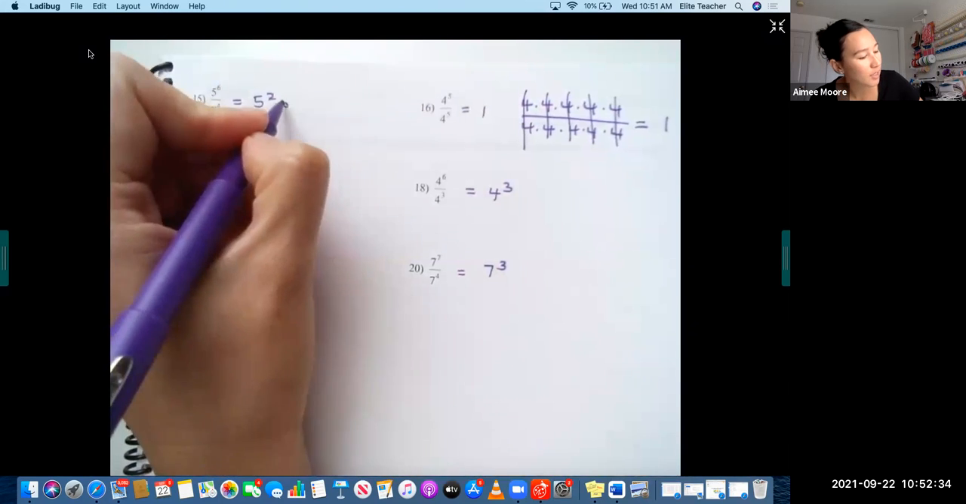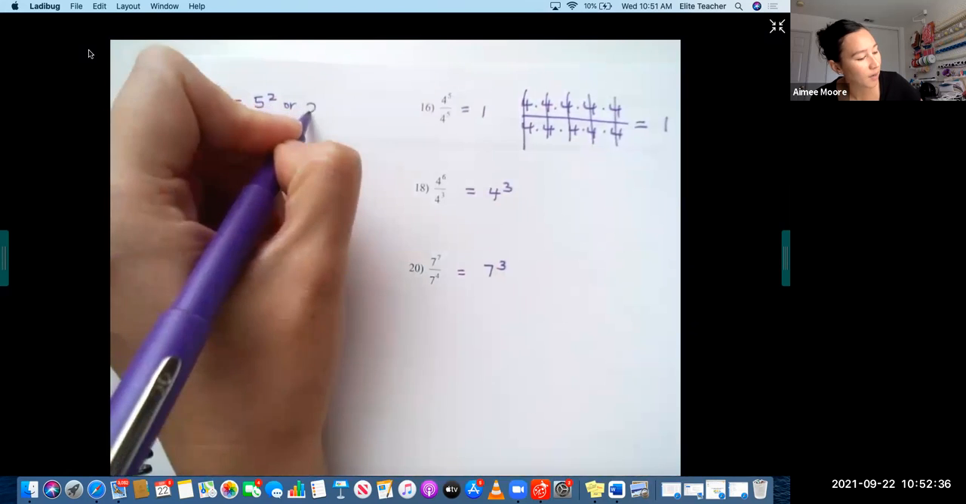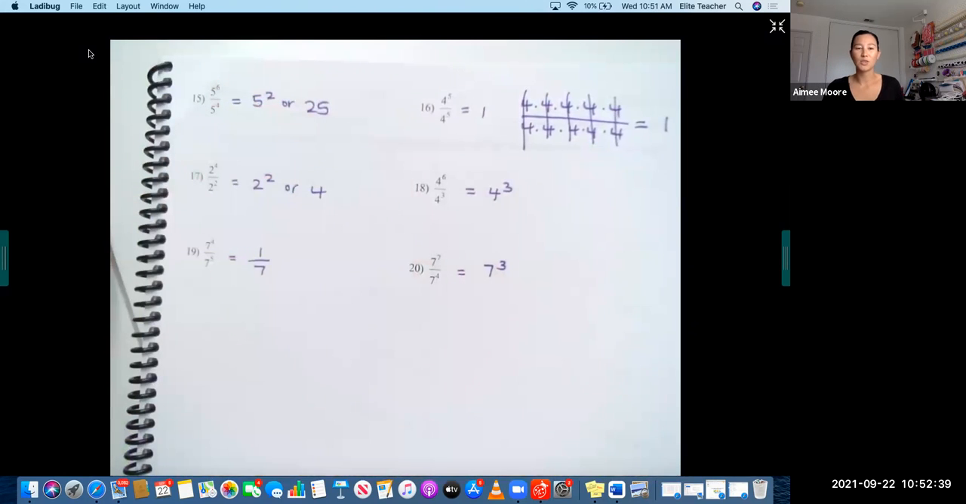And yes, for 15, 5 to the 2nd power, it simplifies to 25. Yep, so that is correct. Any other questions? Great questions.